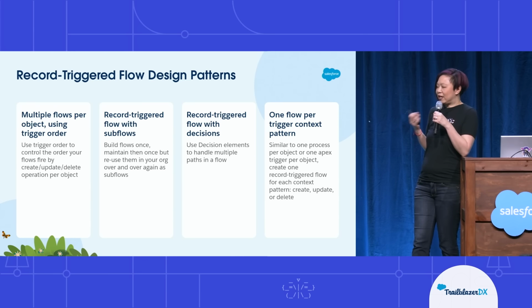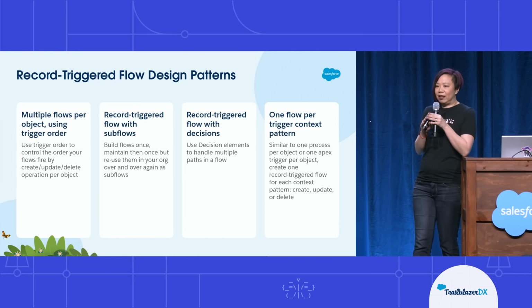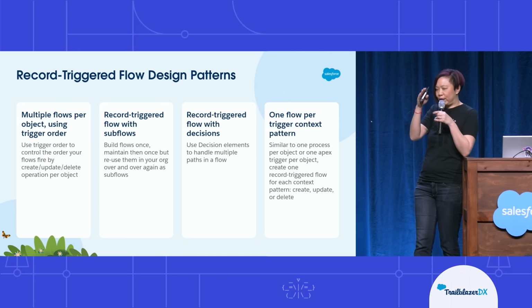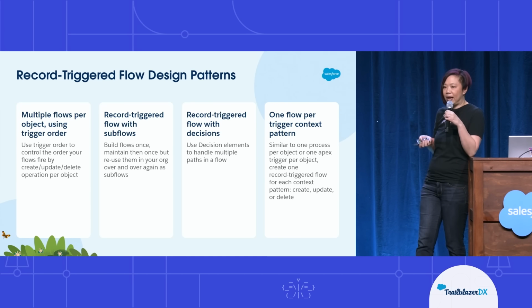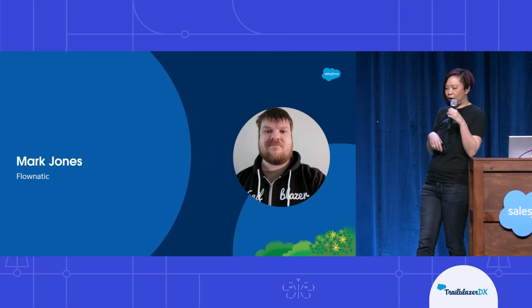So we'll see examples of that, and record-triggered flows with decisions. So you have the different paths that your flow will take once that goes through the certain path. And then lastly, similar to what you've experienced with Process Builder or Apex, that whole concept around one trigger per object for your create, update, or delete. All right, and then with that, I am going to hand it over to Mark Jones.